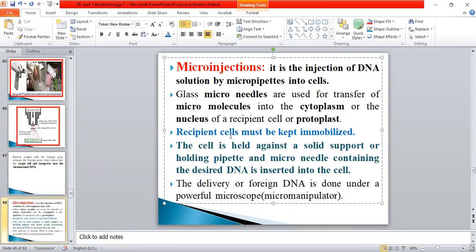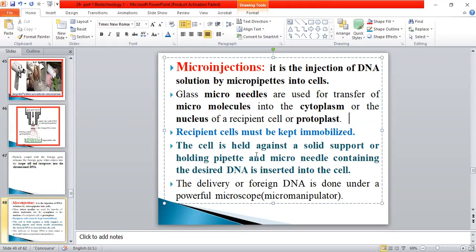So the next one, the recipient cell must be kept immobilized. Those cells receiving the foreign DNA molecules, what happens in the cells? It will not move. Suppose the target is moving, we cannot aim at the target, isn't it? That is very, very important. So the recipient cell must be kept immobilized in nature. Then only the micro injection process will also be successful. Otherwise, the micromolecules also reach the target cell.